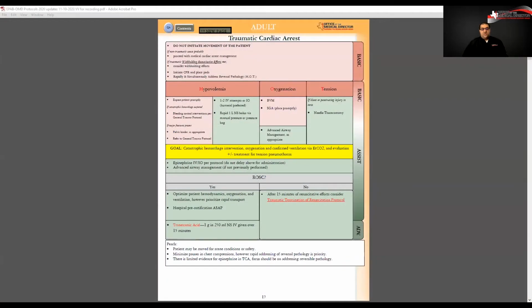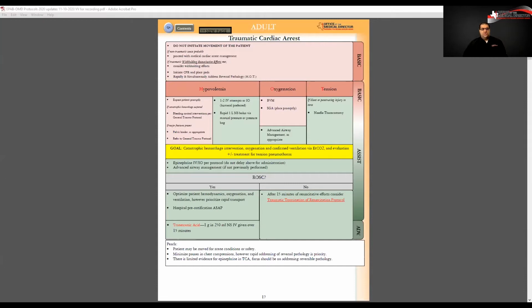The traumatic cardiac arrest page has been included into the protocol set. Again, you were trained on this during the last CE cycle. It spans both the basic, assist, and advanced scope of practice, and really has not changed since that initial training. Remember, again, your hot algorithm: hypovolemia, oxygenation, and tension in the thorax.